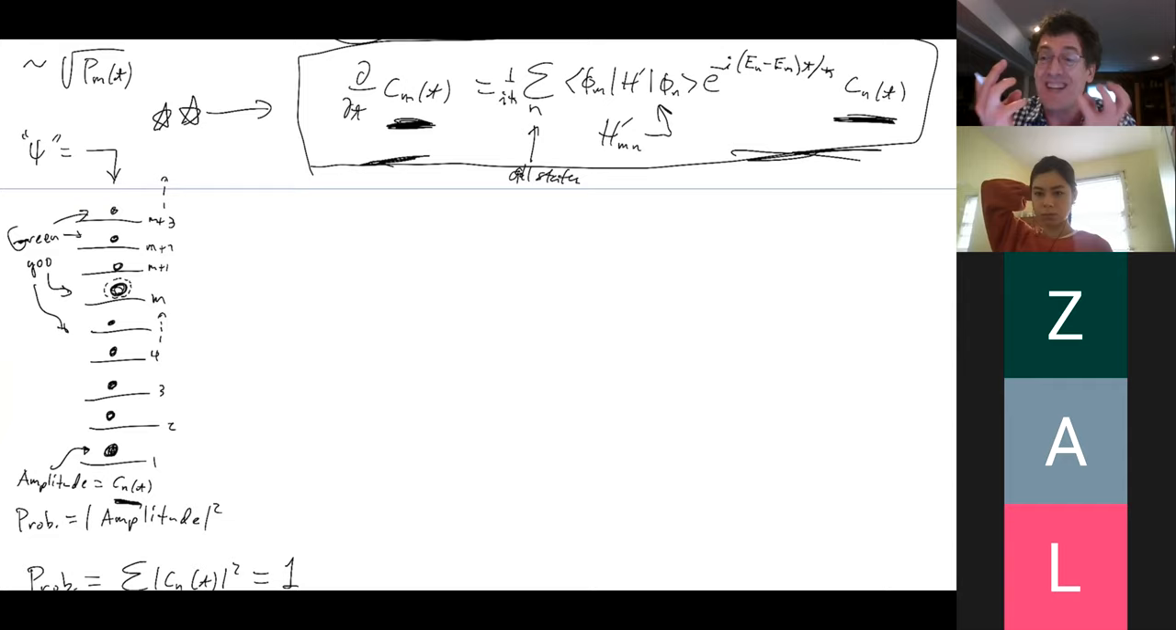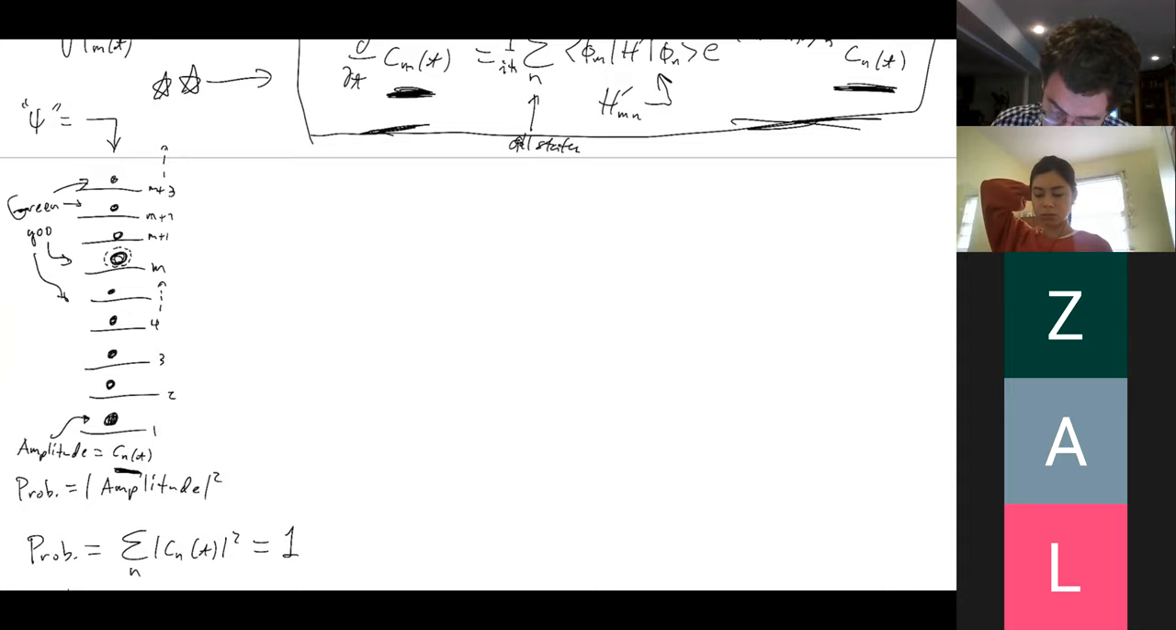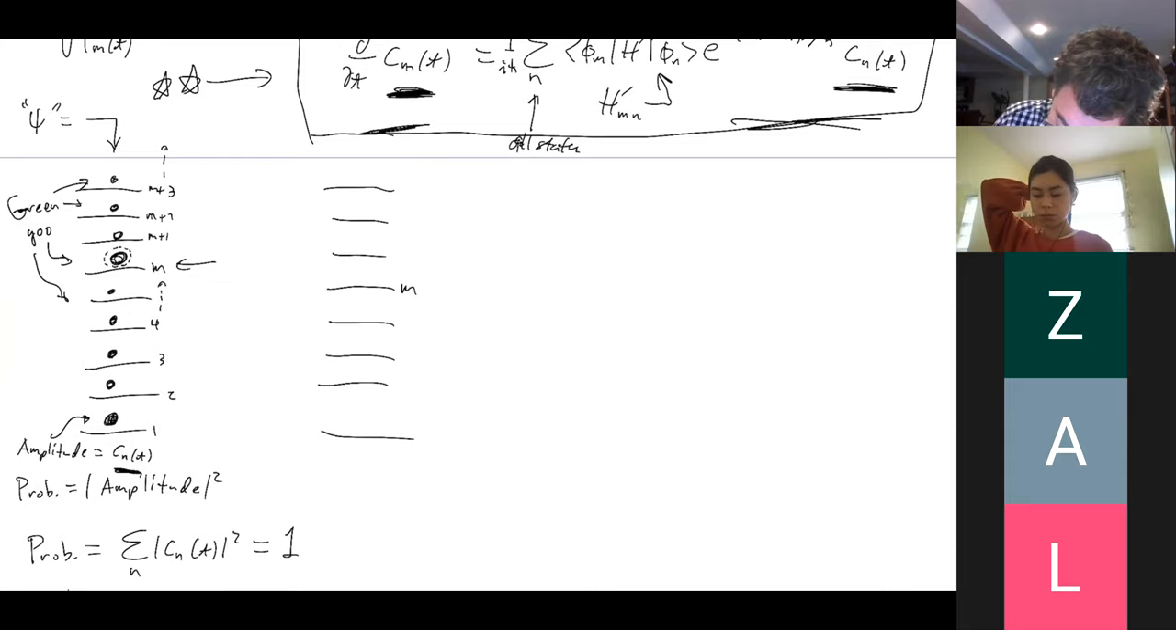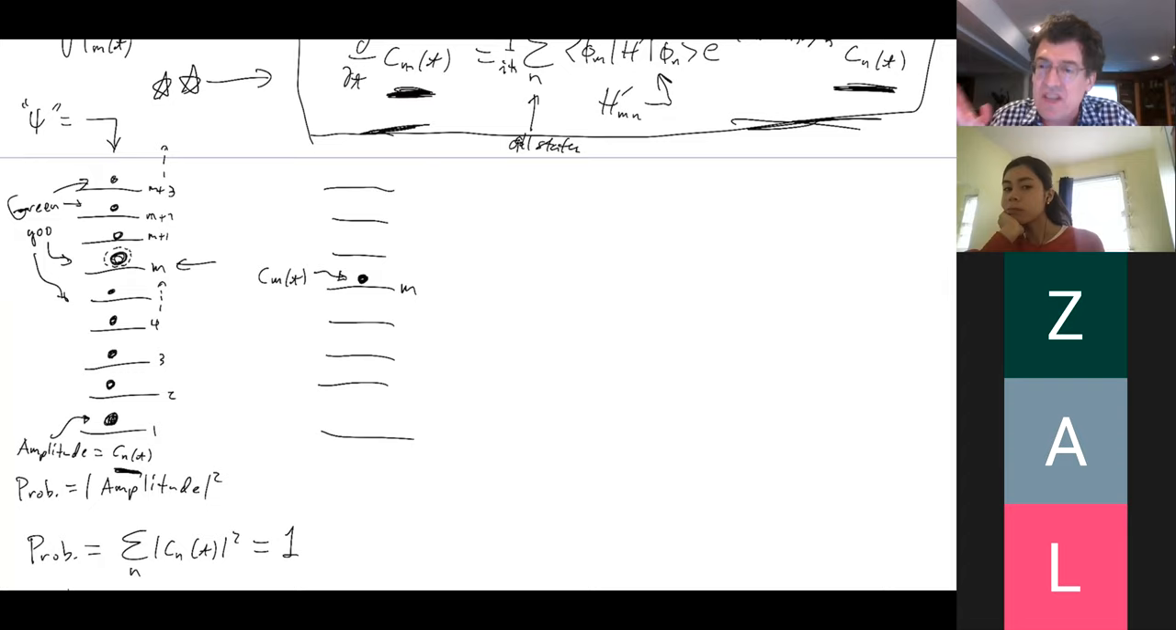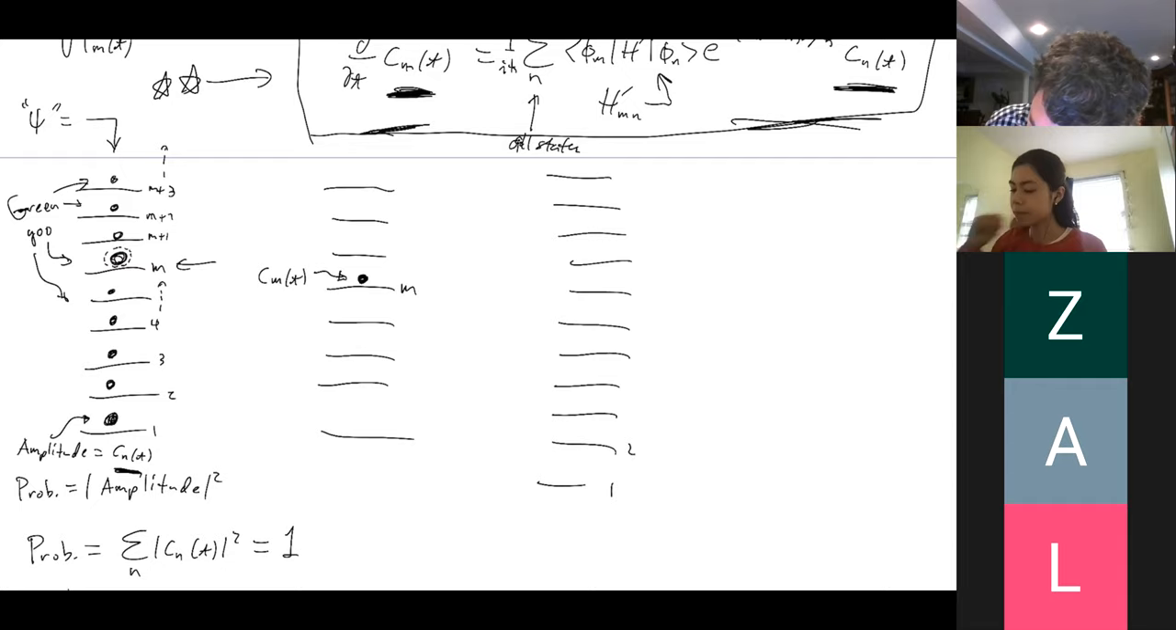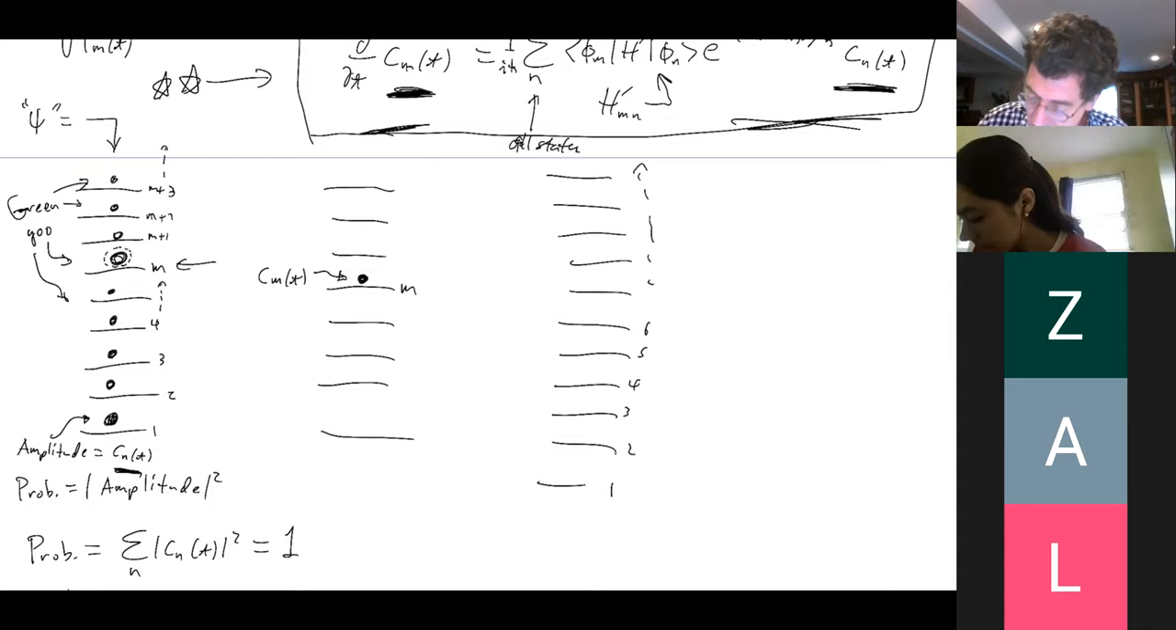So this is how to think about it. We're talking about the mth state right here. So let's draw all the states again. Here they all are. Now let's just focus on the one state m. He has some amplitude, his cm of t, right? He's got his green goo, his little packet of goo. How much probability amplitude is living in that state? He has it. Now let's consider all the other states: state 1, 2, 3, 4, all of them, n goes to infinity. Now each of these states has its amplitude, right?